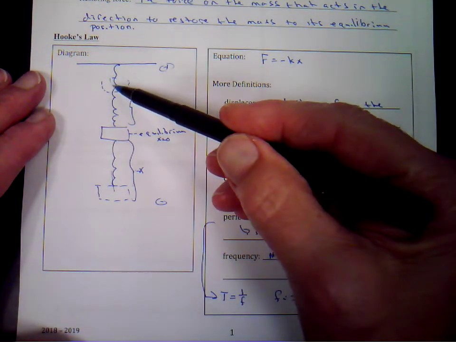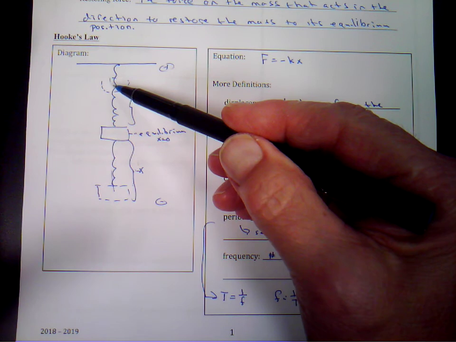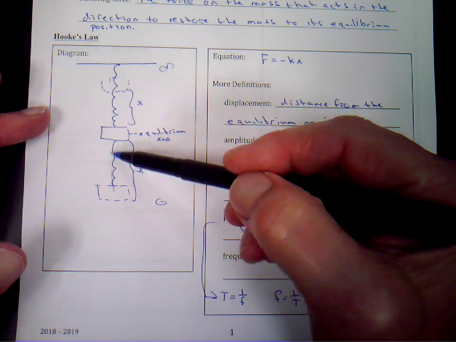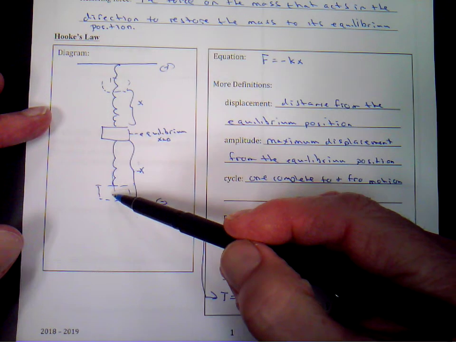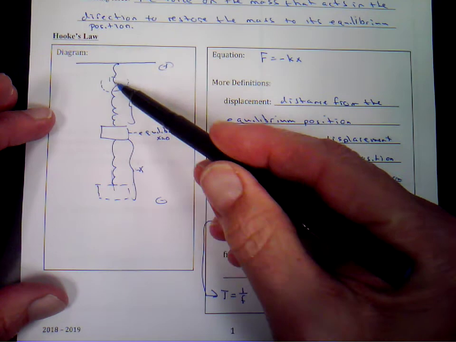So if the mass starts, we're starting the motion here, then the one cycle is from there all the way back until it gets to that position. Or if we start here, it's from the time it goes up and back down to its position.